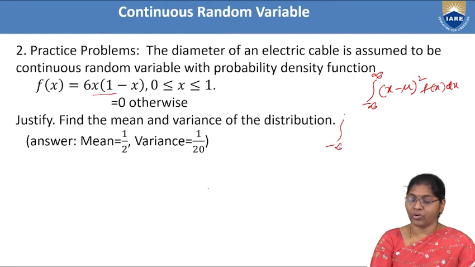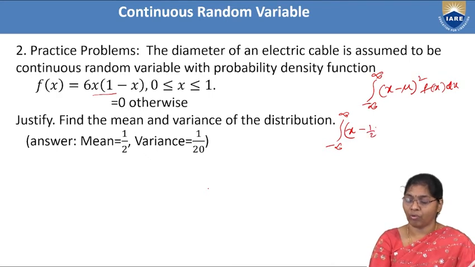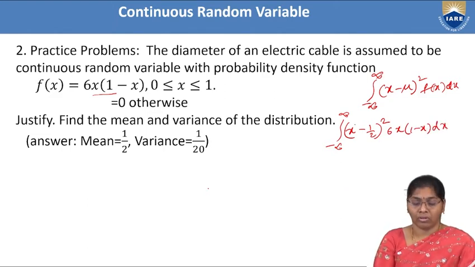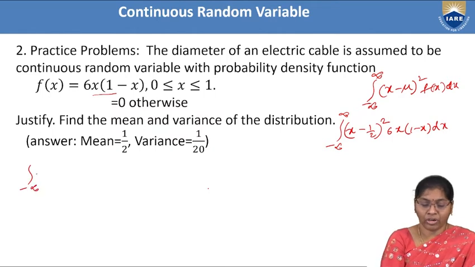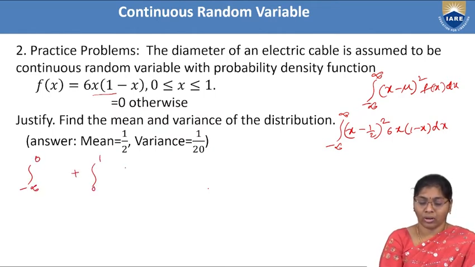Integral minus infinity to infinity x minus mu, what about mu? Mu means mean. Mean here is 1 by 2, 1 by 2 whole square. F of x here is 6x into 1 minus x dx. I am again splitting into subparts: integral minus infinity to 0 plus 0 to 1 plus 1 to infinity. The first part becomes 0 and the last part becomes 0. We get only the middle part.